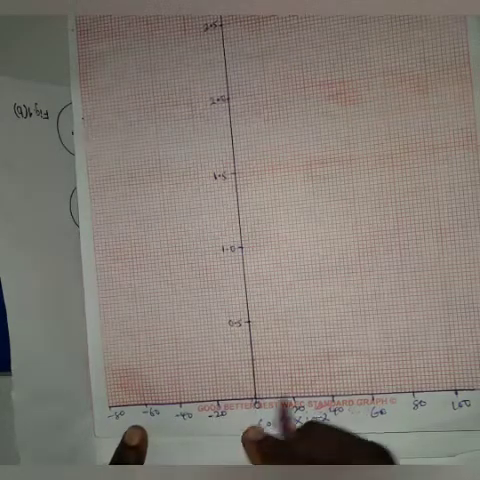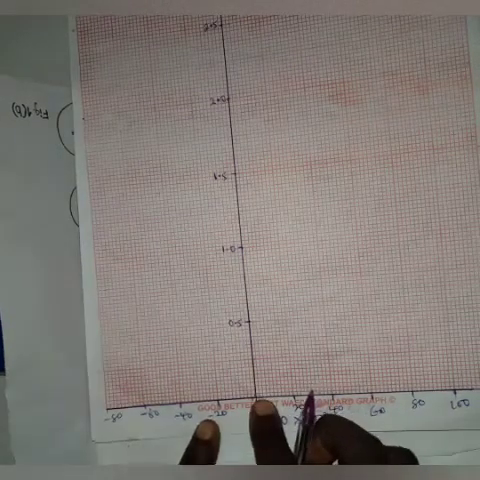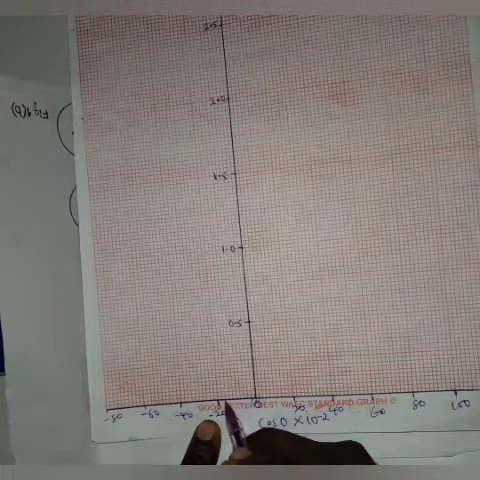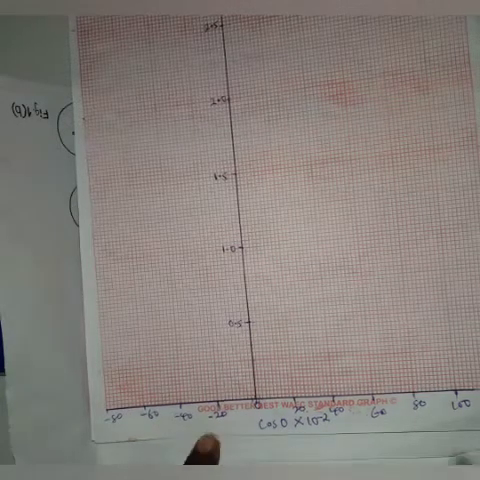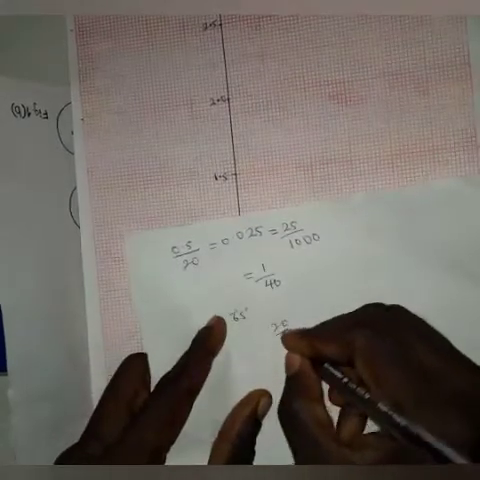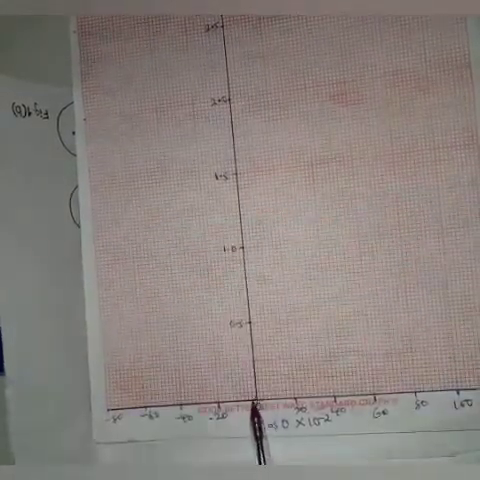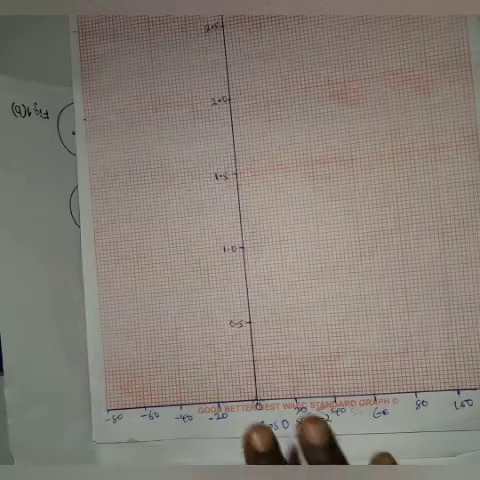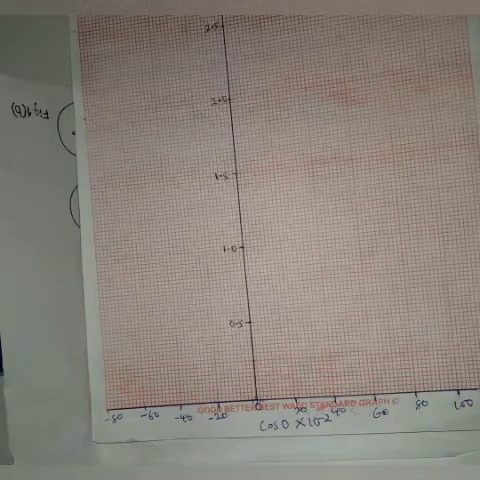Then for the horizontal axis, we get the gap between them is 20. The gap between them is 20. When you count this, you have 0, 1, 2, 3, 4, 5, 6, 7, 8, 9, 10. So I'm going to have 20 divided by 10, that's 2. So each of these smaller boxes is 2. I think we can easily read that off. Now let's plot the graph.